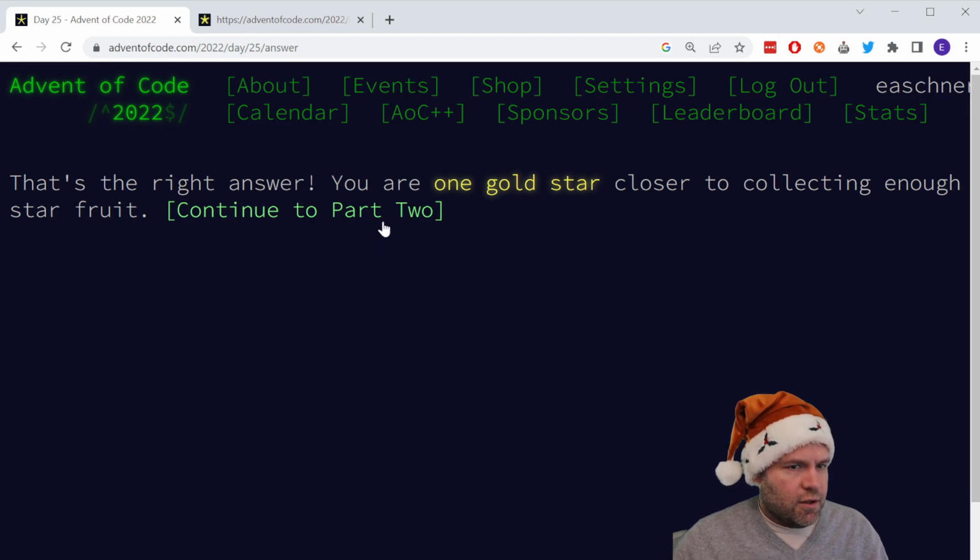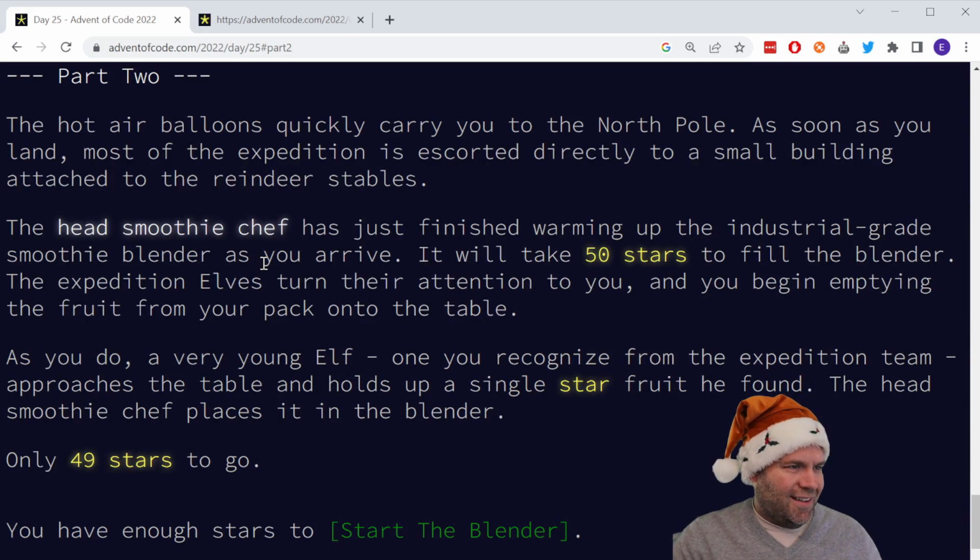You're 1 gold star closer to collecting enough star fruit. Great. 10 minutes to program, 20 minutes to debug. Great.